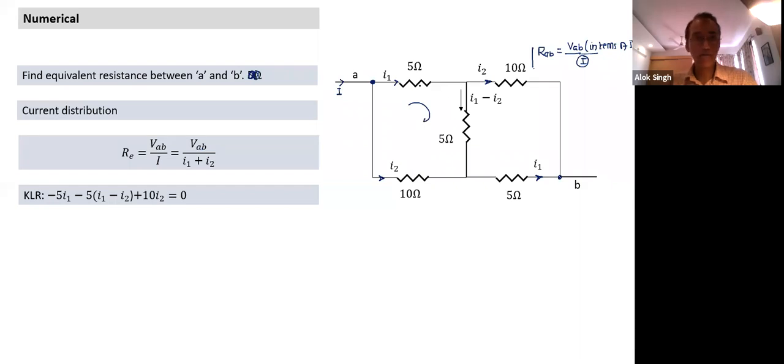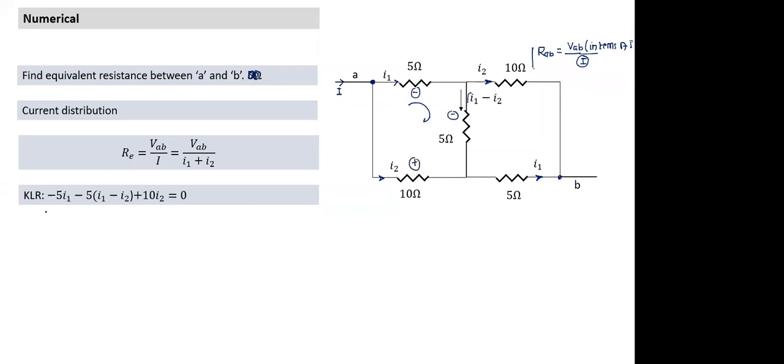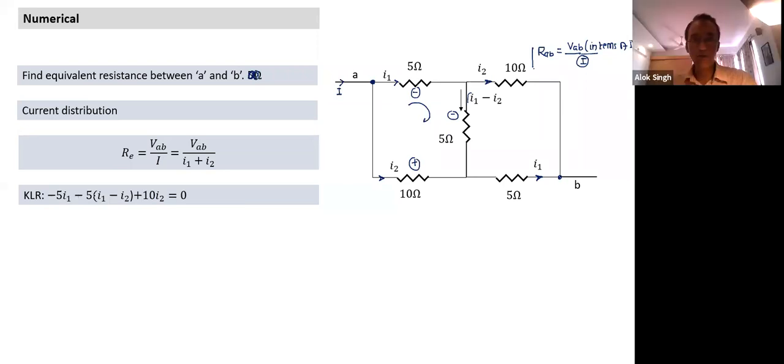Minus 5 I1, minus 5 into (I1 minus I2), and this one is plus. Why is this plus here? I'm going in this direction, so this one is a minus sign, this one is a minus sign, and this one is a plus sign, and we write I into R. So minus 5 I1, minus 5 (I1 minus I2), plus 10 I2. That gives me the relationship between I1 and I2. If I simplify, I get 2 I1 is equal to 3 I2.